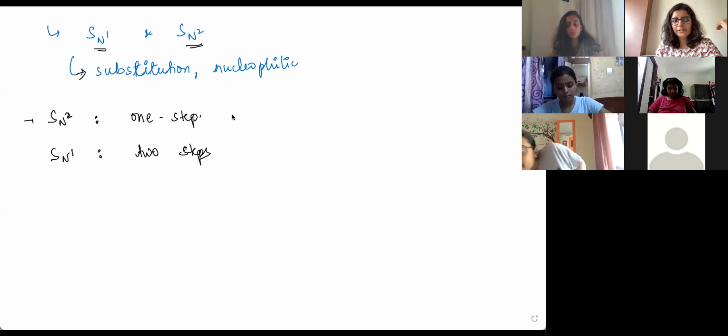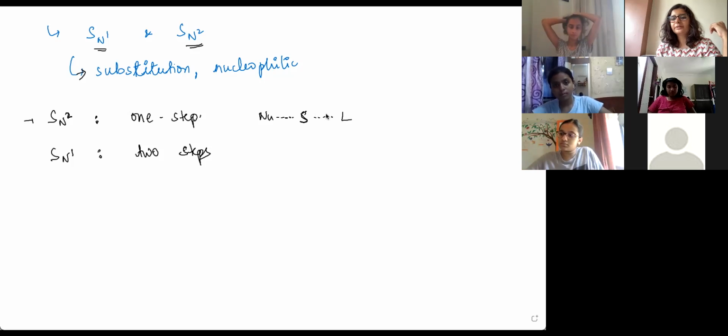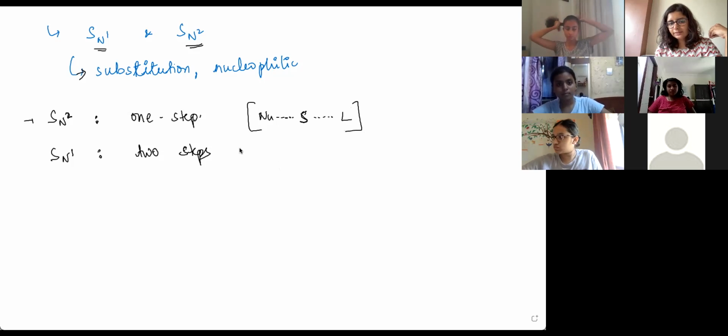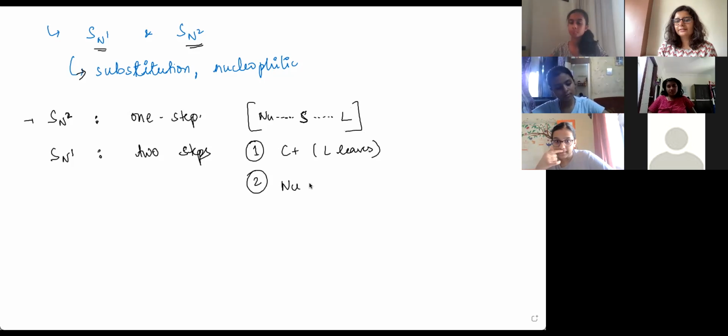In Sn2 there's one step where everything is happening simultaneously. You have the substrate, and the nucleophile is forming a bond while the bond with the leaving group breaks apart. This is the transition state. In the case of Sn1, why is it two steps? In step one, a carbocation is formed after the leaving group leaves, and in step two, the nucleophile is attracted to the carbocation, forming your final product.